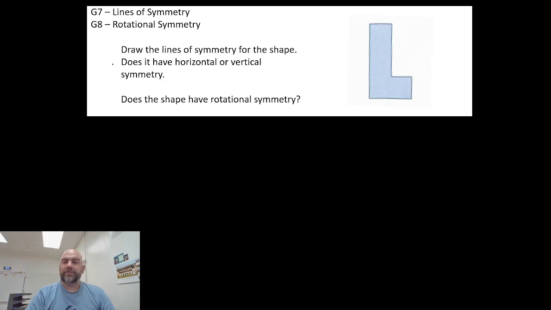All right, now we have a different shape. We have an L. Okay, again, give this a shot, try it out. Does it have symmetry, both line and rotational? And I'll come back in a minute and we'll figure out if we got the same answers.